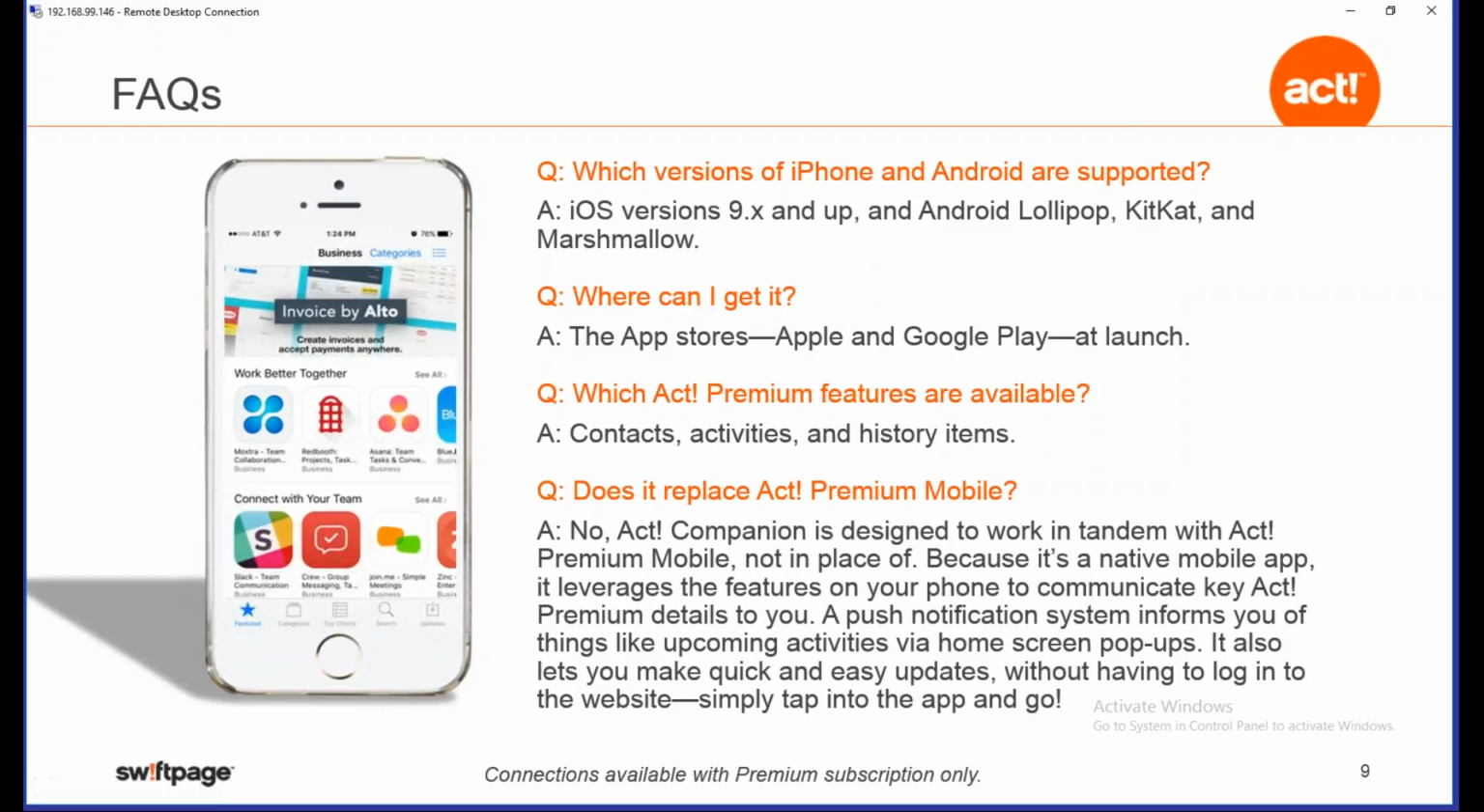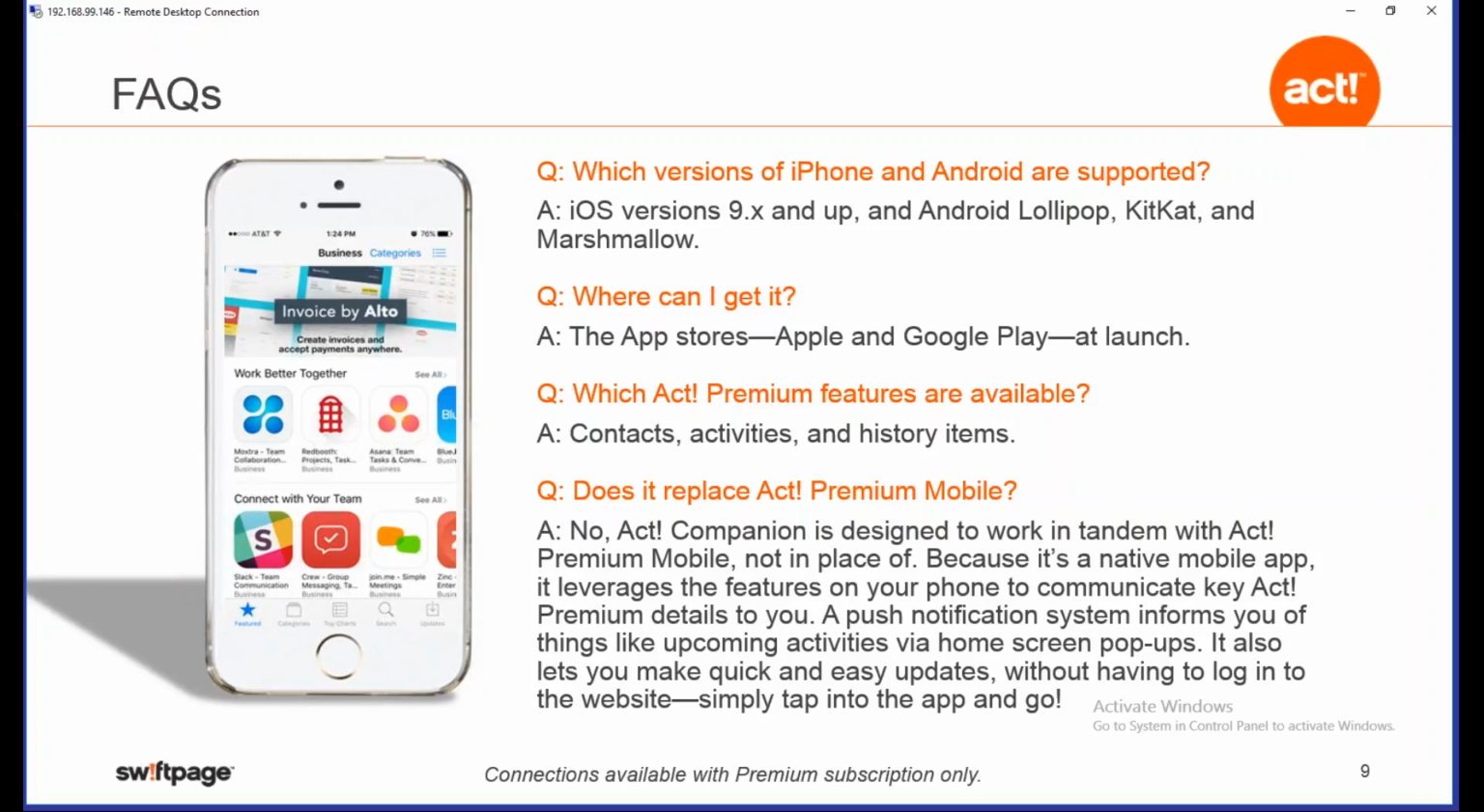Now here are some questions about the ACT Companion. Which versions of the iPhone and Android are supported? As we see here, iOS versions 9.x and up. So if you have an older version of an iPhone, it's not going to work on there. You want to make sure it's either 9.x or 10 as of right now, and moving forward, the newer versions as they get released. With regards to Android, we have Lollipop, KitKat, and Marshmallow. And where do you get it? I already mentioned this: the App Store, so Apple and Google Play.